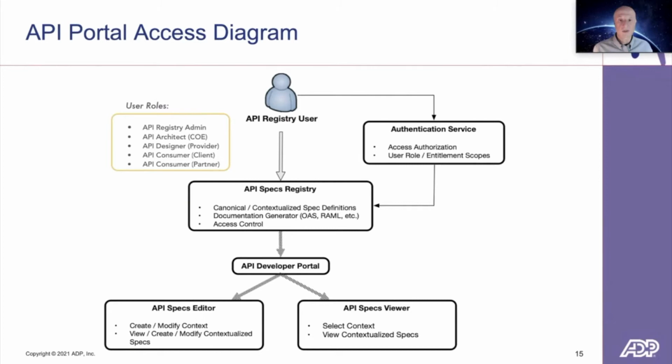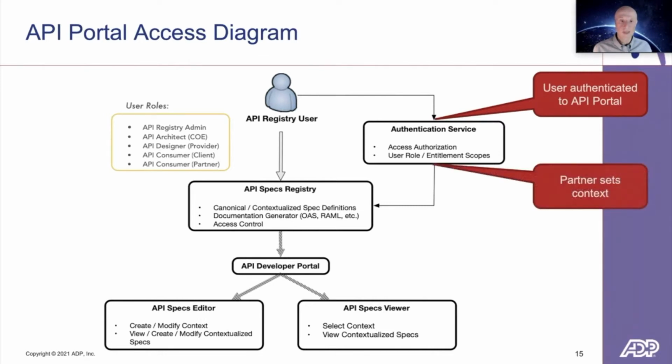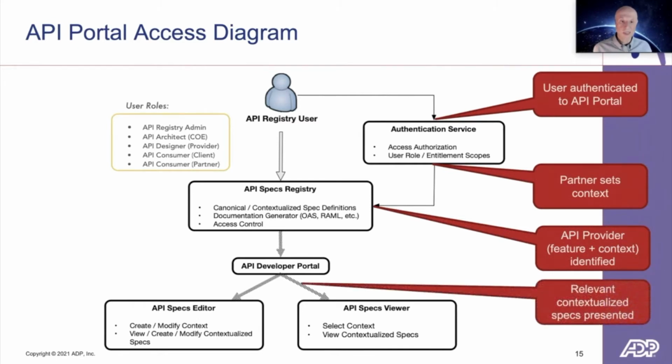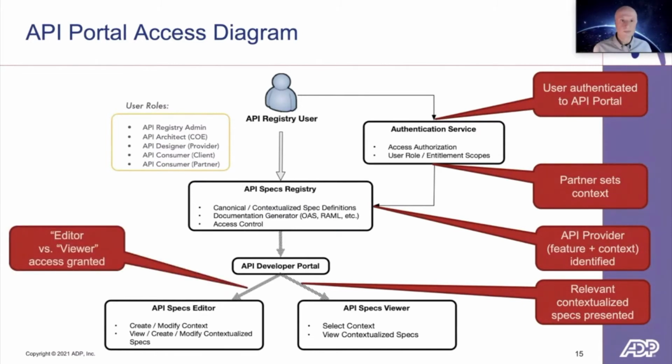Here's a high-level diagram demonstrating the API portal access flow. The first step is authenticating of the user. If a partner is detected, the choice of context would be offered. Based on selected feature and requested context, the API provider would be identified by the API registry, and the user would be directed to the customized API portal, which also supports different access modes: editor, which is typically at the provider side, and the viewer, typically at the consumer side.